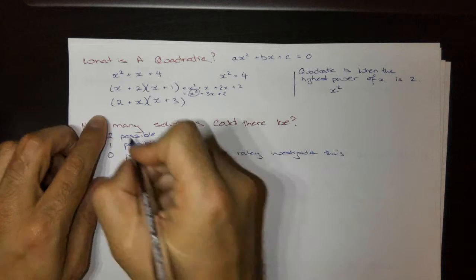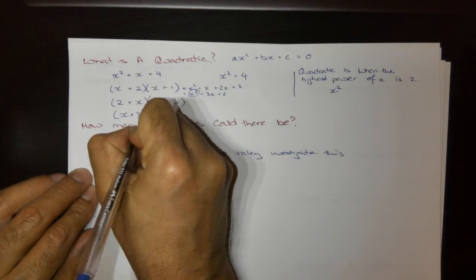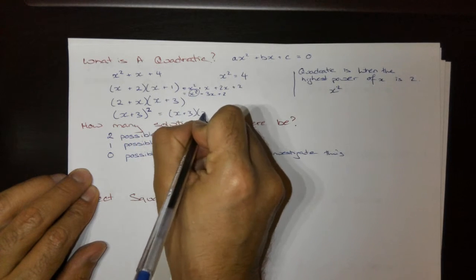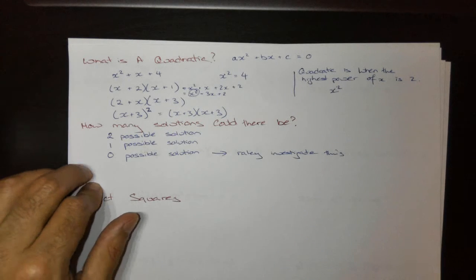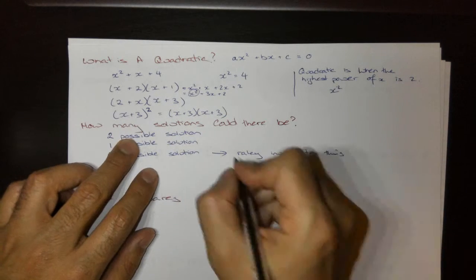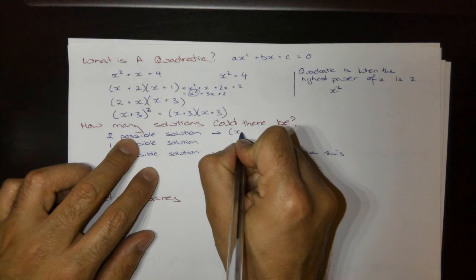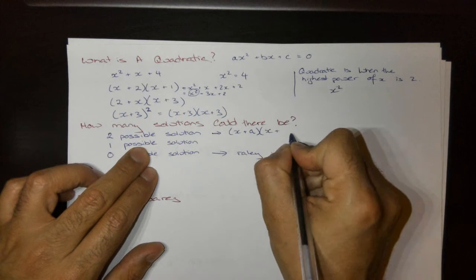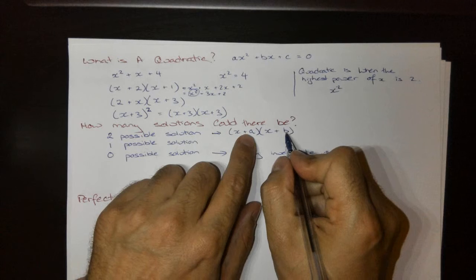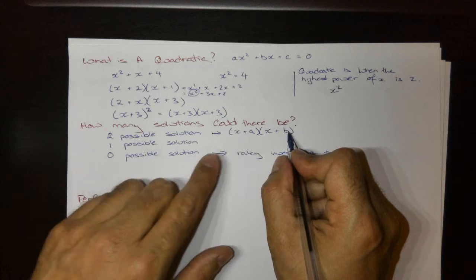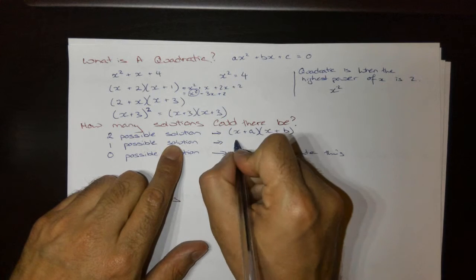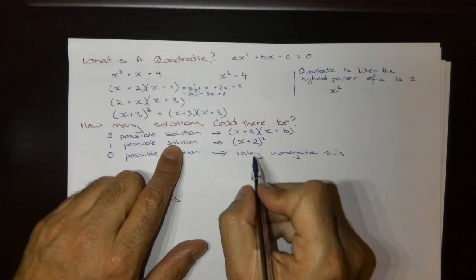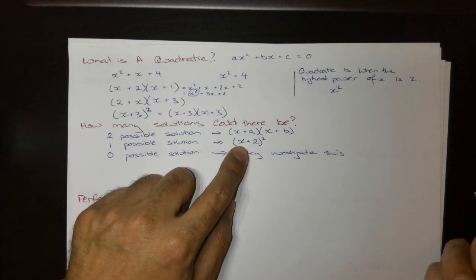Another example of a quadratic is if you get something like this, x plus 3 all squared, because that is x plus 3 times x plus 3. Yeah. So where we have two possible solutions will be things like when you get x plus a number, let's say it's a, times x plus another number, b. In this case, there will be minus a and minus b solutions. Where you get one possible solution is when you get something like x plus 2 all squared. That will give you one possible solution that occurs twice.